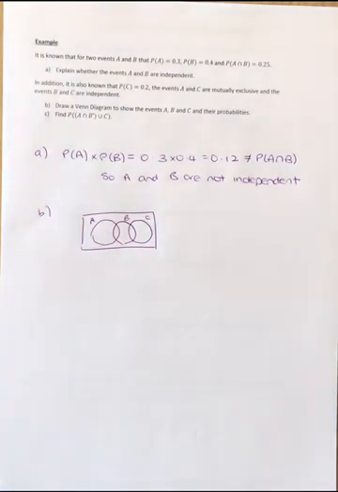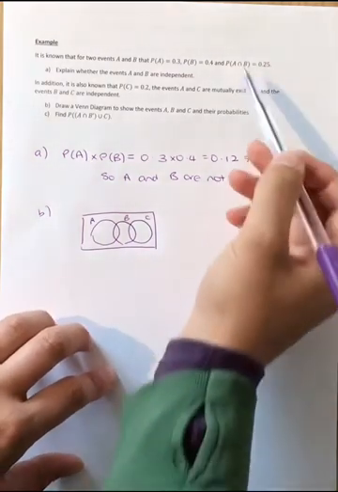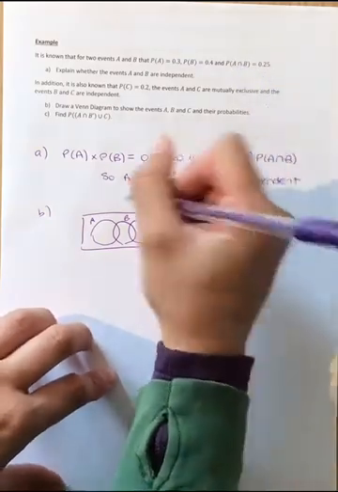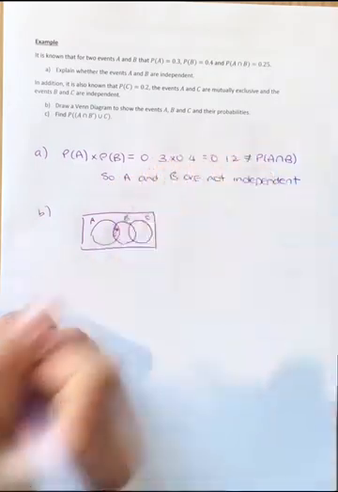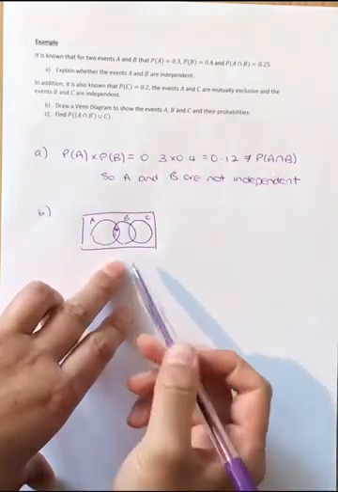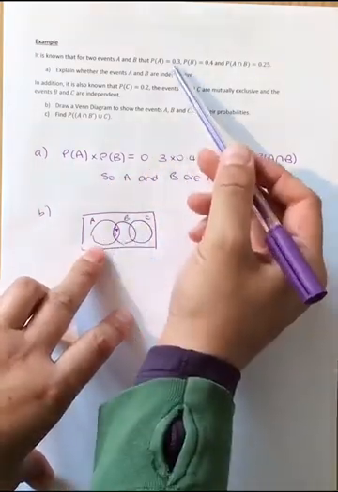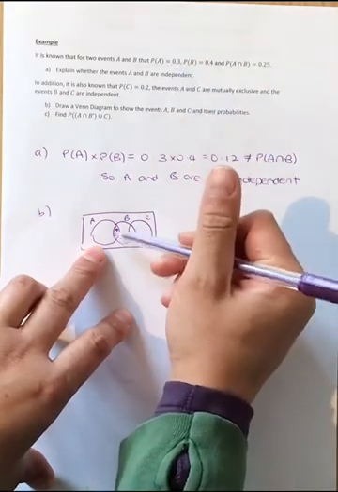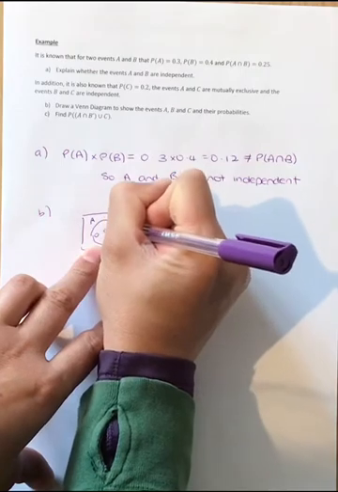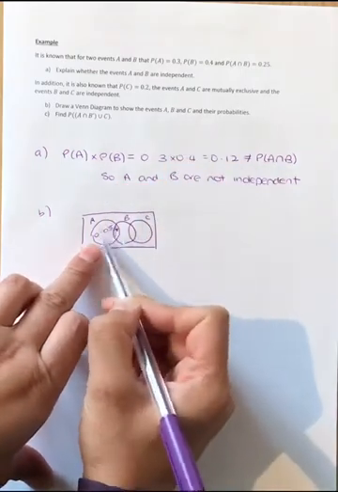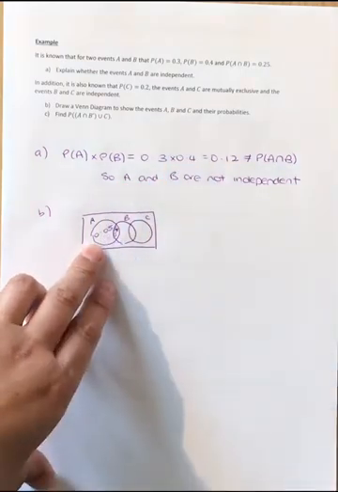Okay, so let's fill in what we know. We know that A intersect B is 0.25. So this time I'm filling it in with probabilities. I know that the probability of A is 0.3. We've already got 0.25 in the intersection, so the probability that we have A and not B, so just this region here, is 0.05.